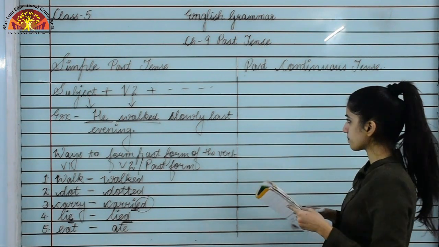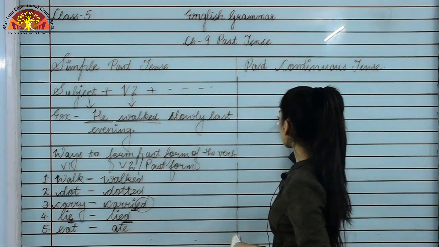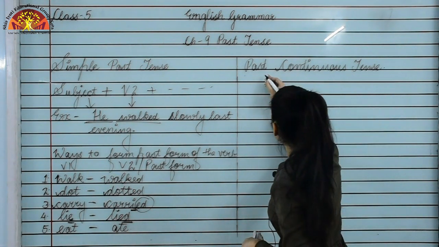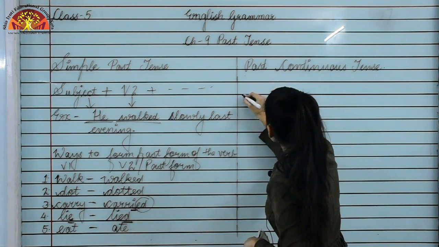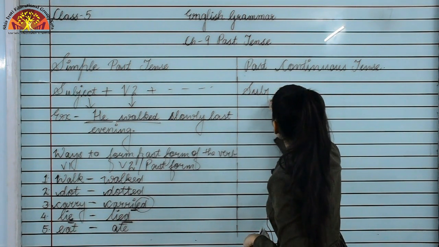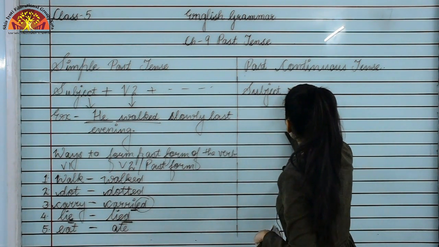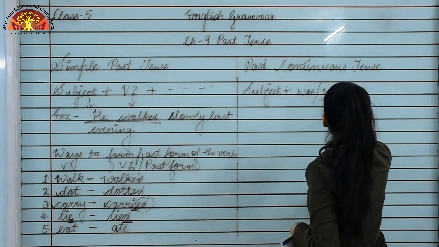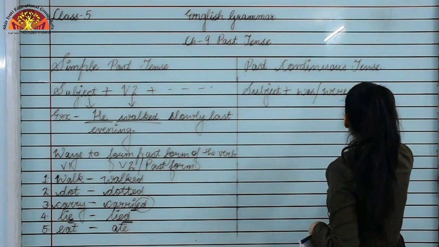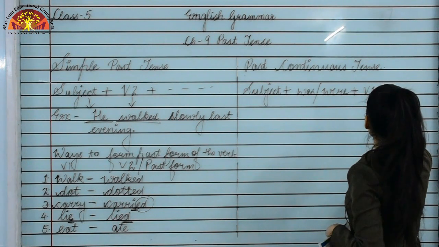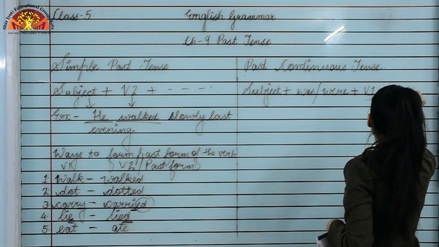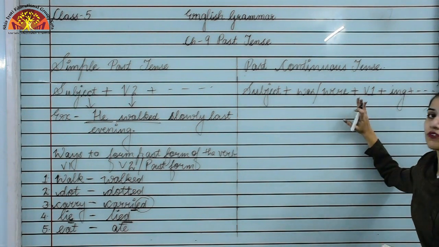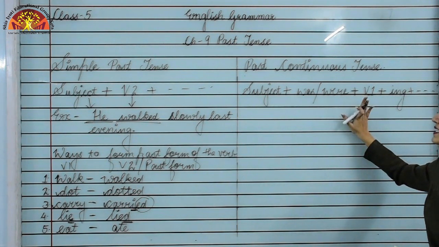Now let's see the structure for past continuous tense. What is the structure for past continuous tense? It is subject plus was or were plus V1 plus ing and then the rest of the sentence. This is the structure for past continuous tense.